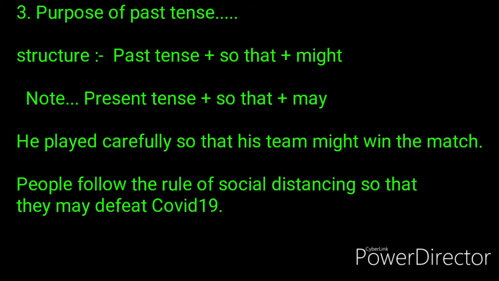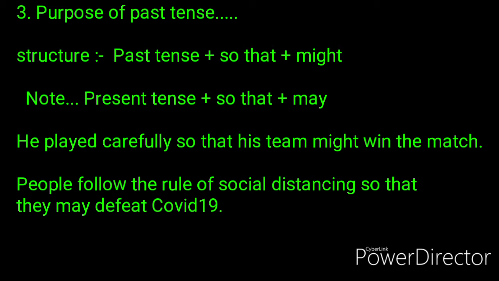Next use, purpose of past tense. To show purpose, we use three modals: might in past, may in present, and lest plus should. There are fixed structures of these modals. If there is past tense and so that, we use might. If there is present tense plus so that, we use may. If there is lest, in that condition we use should. That has been discussed earlier.